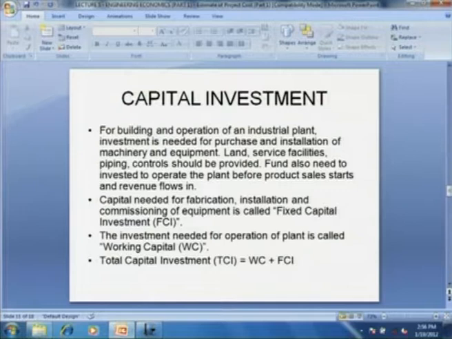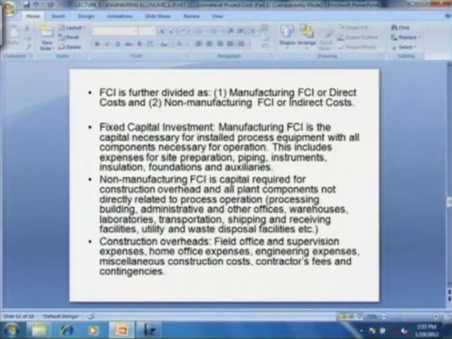The capital needed to supply the required manufacturing and plant facilities is called fixed capital investment, while the capital that is required for the operation of the plant is the working capital. The sum of the fixed capital investment and working capital is the total capital investment. There are subcategories of fixed capital investment. It could be divided as the manufacturing fixed capital investment, also known as the direct cost, or non-manufacturing fixed capital investment, known as indirect cost.